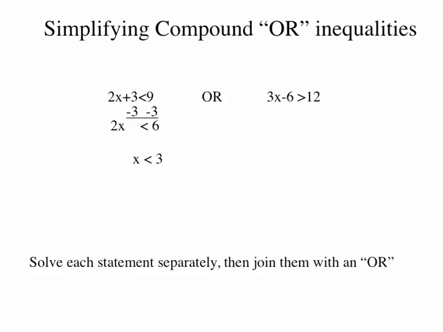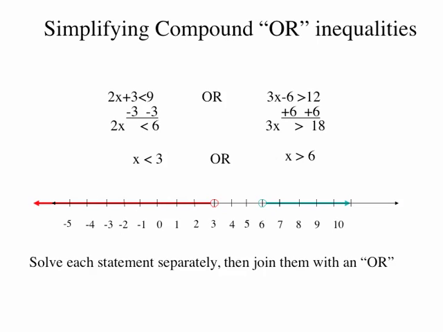Now I've solved that inequality on the left, and I know that any number less than 3 will make that one true. Now I have to look at the inequality on the right. I'm going to add 6 to both sides, and I get 3x is greater than 18. When I divide both sides by 3, I get x is greater than 6. So in order for the original compound OR statement to be true, one or the other of these simplified conditions has to be met. Either x has to be less than 3, or x has to be greater than 6. Any numbers less than 3 will make the left-hand inequality true. Any numbers greater than 6 will make the right-hand inequality true.